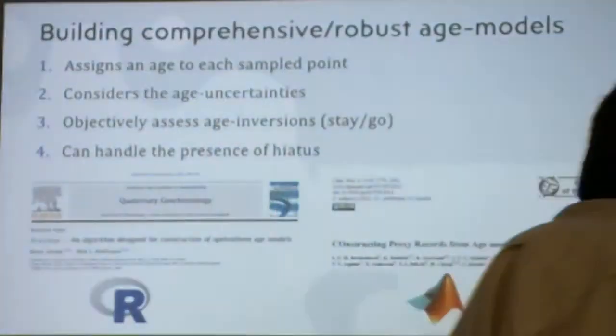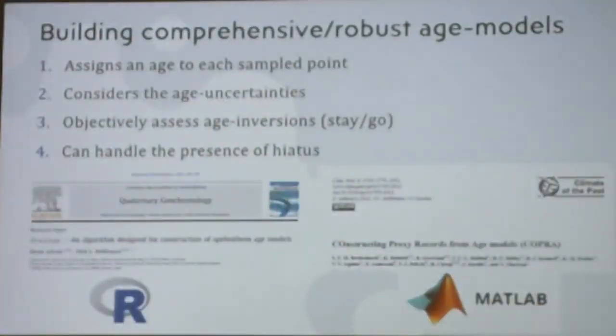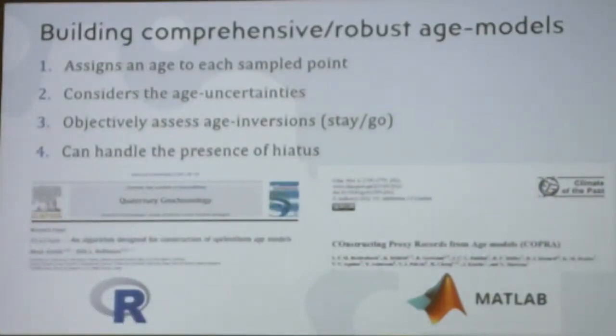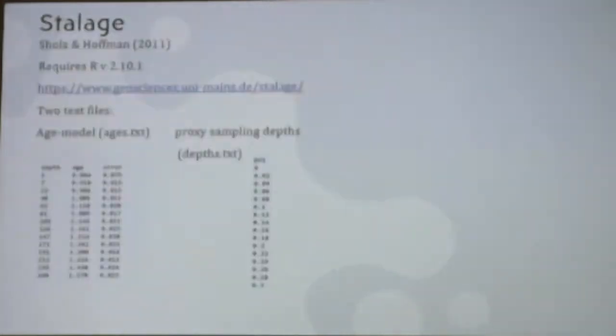So there are two options to work with. One of them works with R, which is StalAge, and the other one works with MATLAB, which is COPRA. Basically, they consider all the age uncertainties and see how these translate into the time series. They can handle the presence of hiatuses, and they use an objective method to detect whether there's an age inversion or a problem with the dating, whether a date should stay or should go.